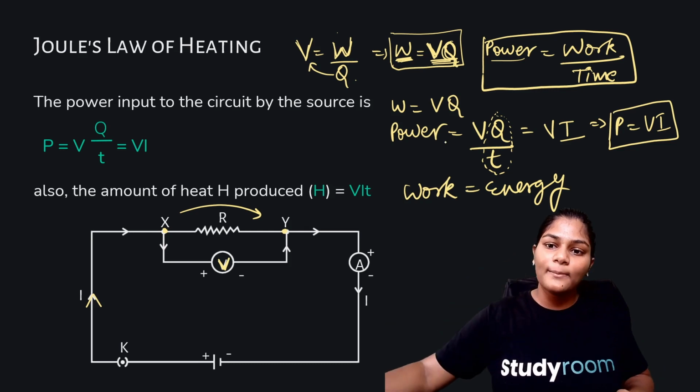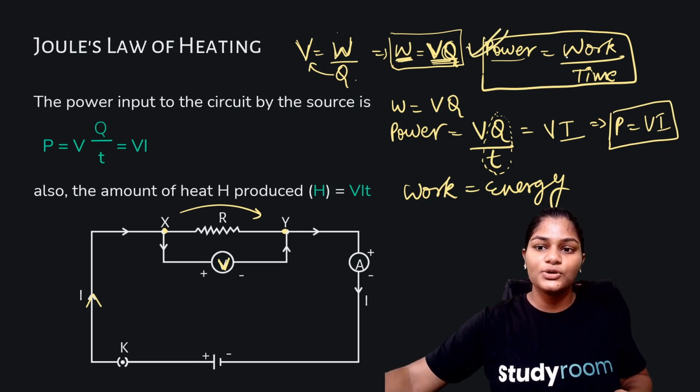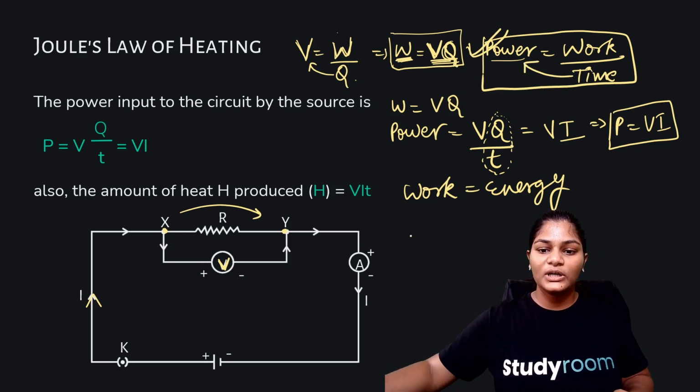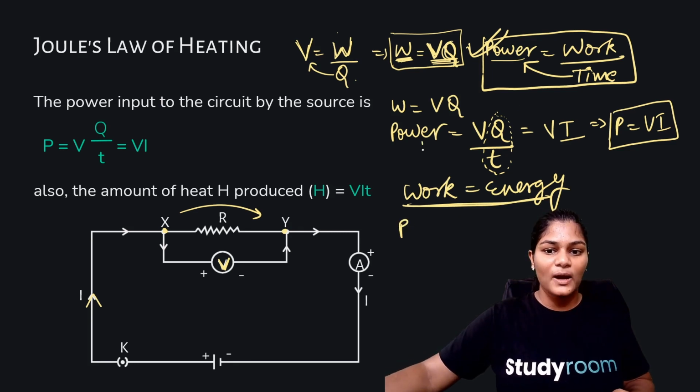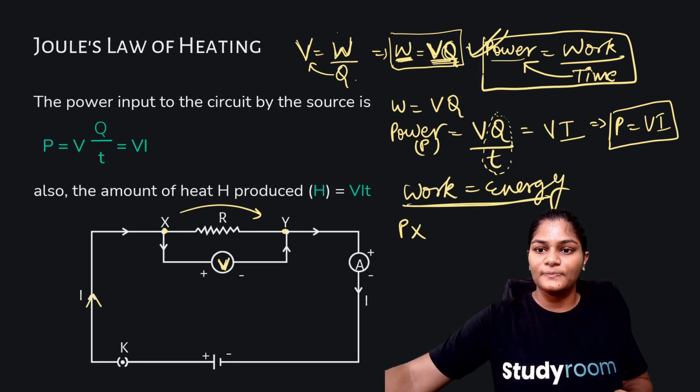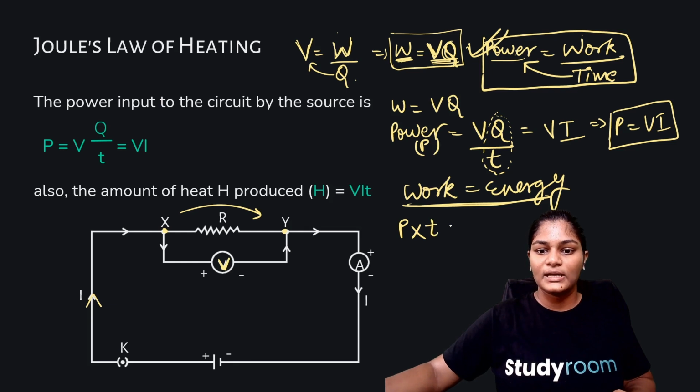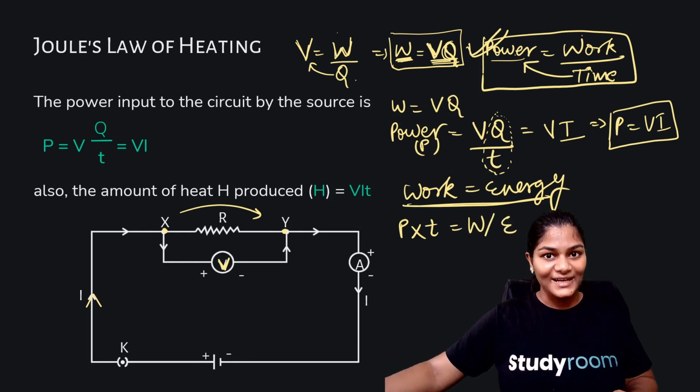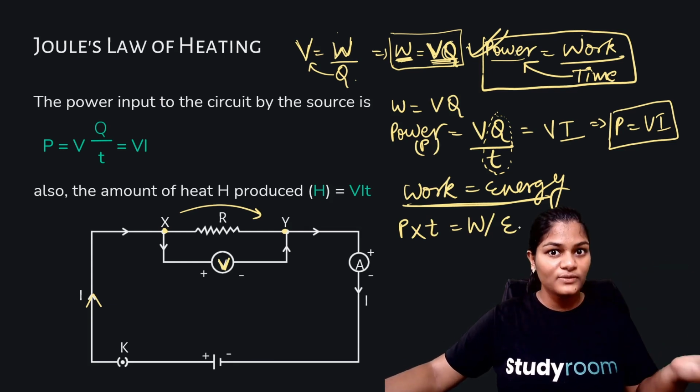So now we come back to this formula, power is equal to work upon time. If I take time to this side, what happens? Work is equal to energy. I'm representing power by capital P. Power is work upon time. We take time to this side. So power into time is work or energy, right? Because work and energy are equal, we just said.